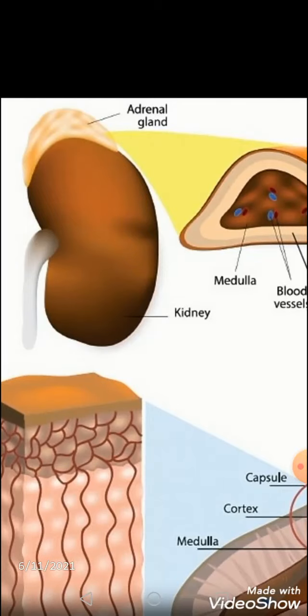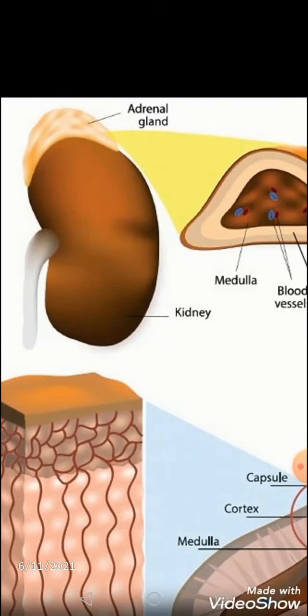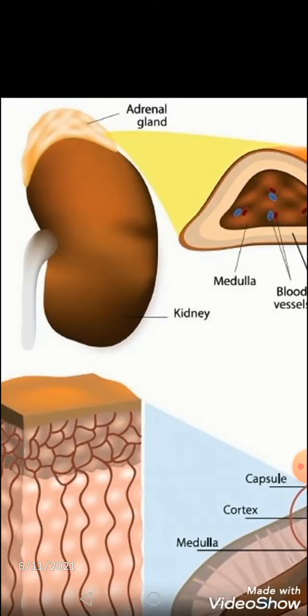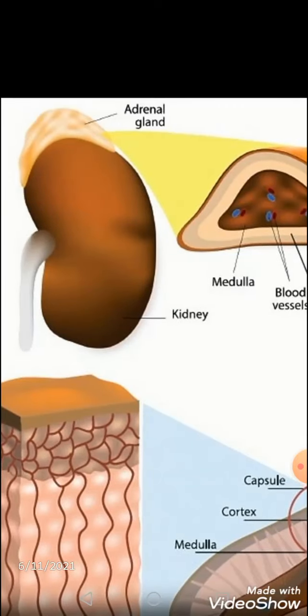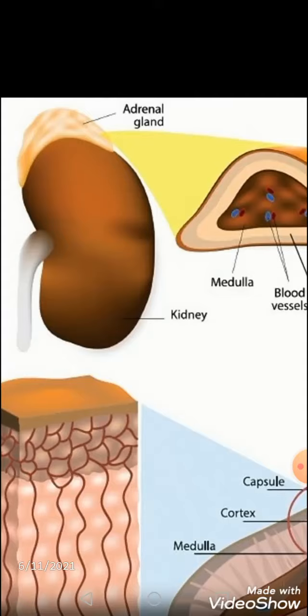As you can see in the picture, it lies on the superior pole of the kidneys, as they are paired organs. The shape of it is either semilunar, or you would say pyramidal or triangular, and you can see that it is embedded in the perirenal fat, right?